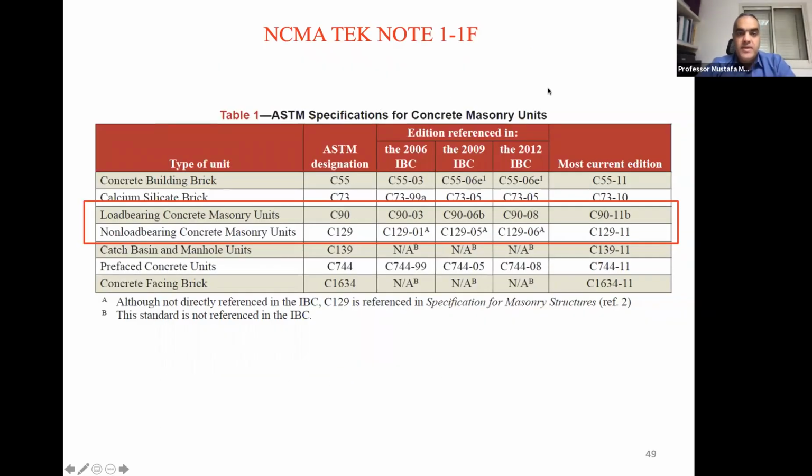Okay, now we have this Tech Note 1 to 1F. We did talk about this before. This shows the ASTM specifications for concrete masonry units. Here we have load-bearing concrete units, non-load-bearing concrete units. So these are the ASTM specifications that we need to use typically for structural applications. The non-load bearing may not be supporting a load that's coming from the top, but it could be supporting lateral load if it's an exterior wall, such as at a window, okay?